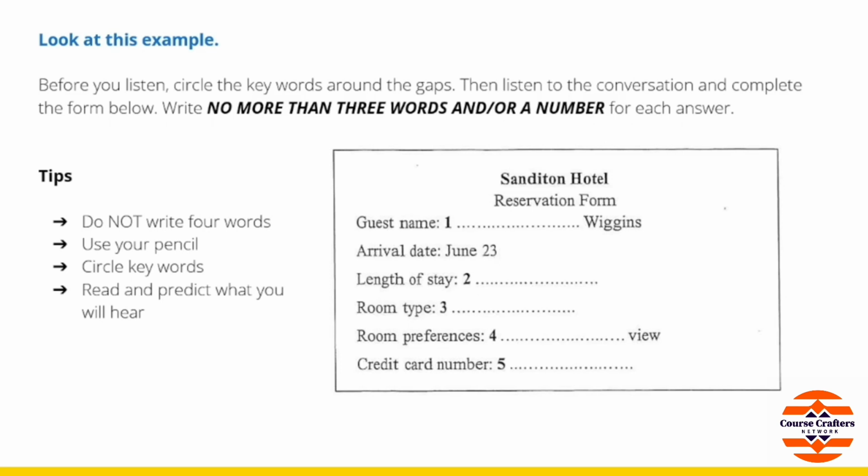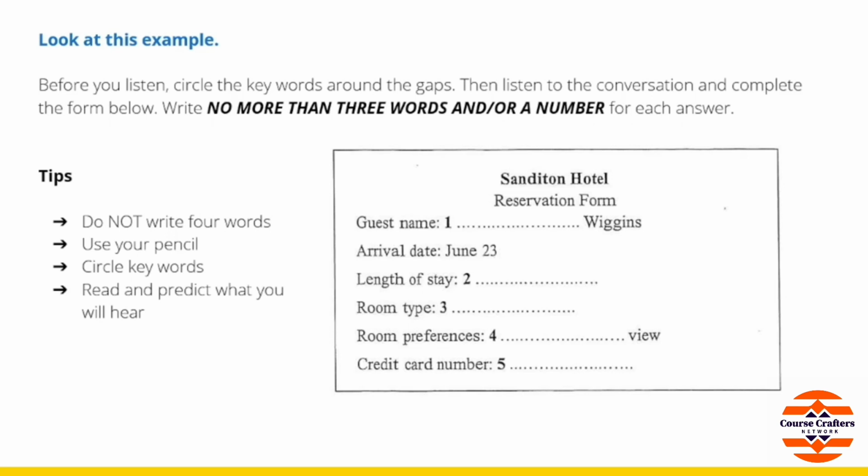So as you see, we have a table below, and you have a title that states the following: Sandington Hotel reservation form. You are given 5 numbers which are followed by the gaps that you have to fill out. For example, as you see, before number 1 you have 2 words, guest name, and then you have a gap and Wiggins. Wiggins is the last name, and when you are listening to your recording, you have to write down and identify what kind of first name goes before this last name. The second one is already done for you.